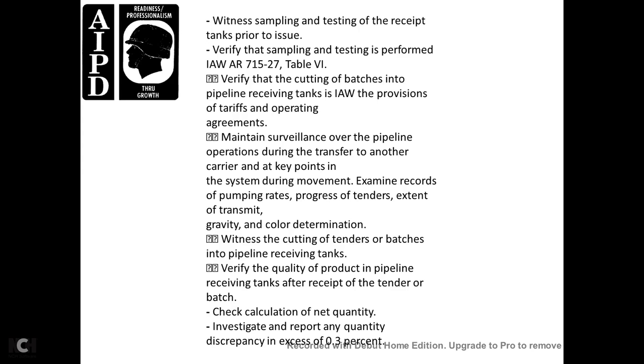Receiving the tank. Verify the quality of the product in the pipeline. Receiving the tank after receiving the tender of the batch. Check the calculation for the net quantity. If investigated, report any quantity discrepancy in excess of 0.3%.